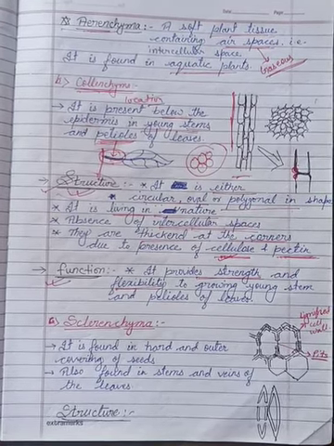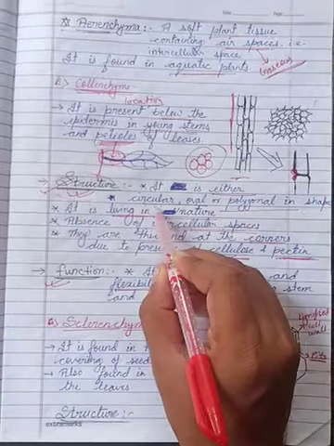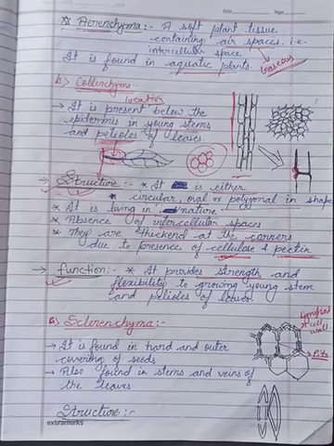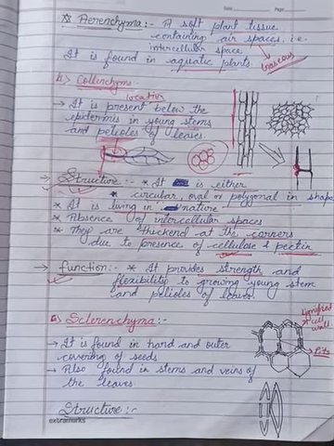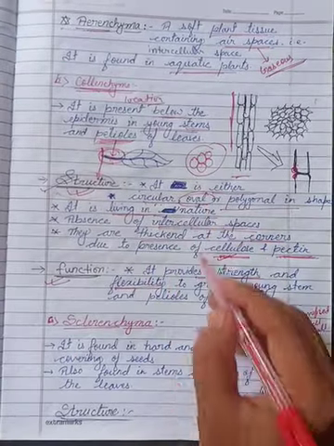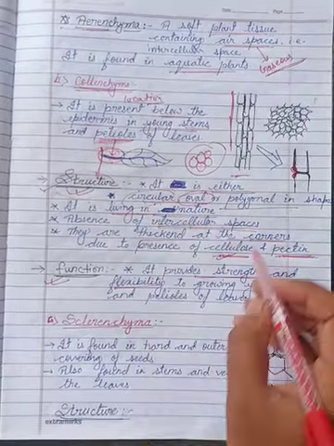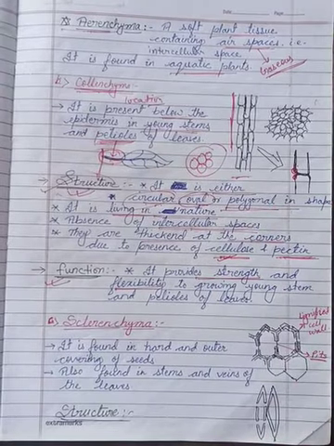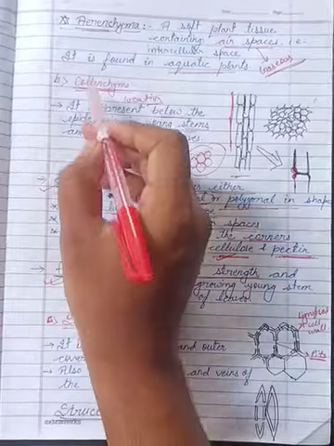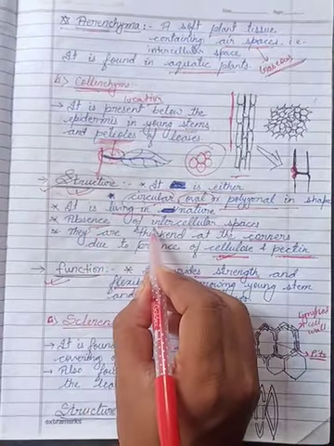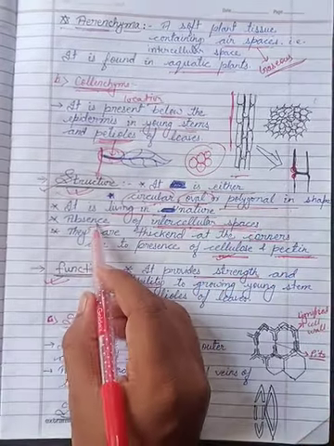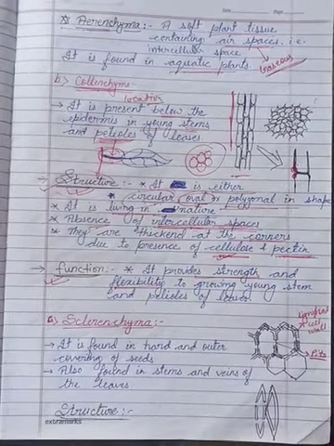So take a look here. It is either circular, oval, or polygonal in shape. That means the shape of the collenchyma may be oval, circular, or polygonal. In the cells of collenchyma, there is no kind of intercellular space found. That is, absence of intercellular space is present.